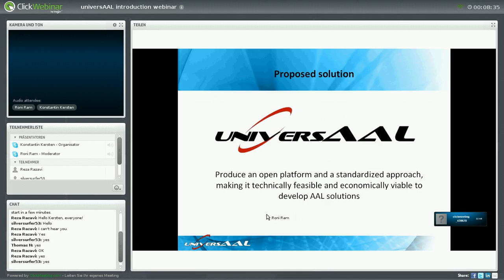And this is what universAAL is trying to solve. The goal of universAAL is to produce an open platform for the provisioning of AAL services and the reference specification. universAAL will provide the technical infrastructure for the development of AAL services, which will reduce costs of development and cost of provisioning, making it cost-effective for AAL service providers.